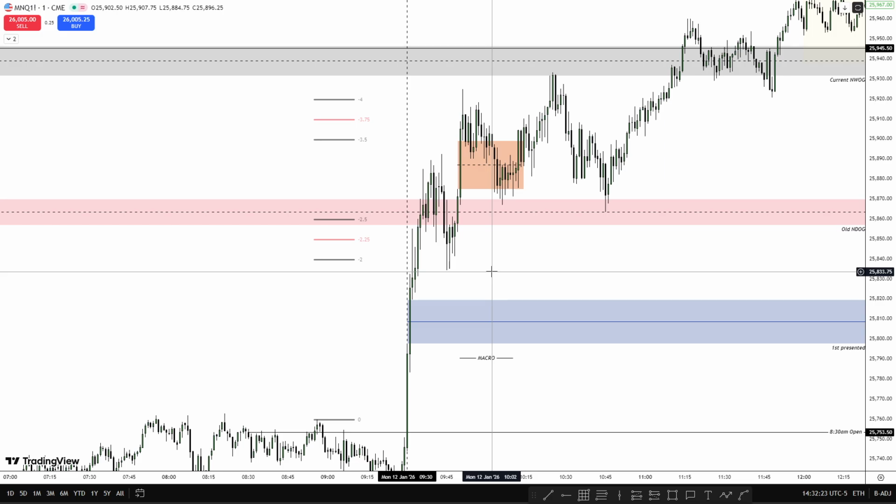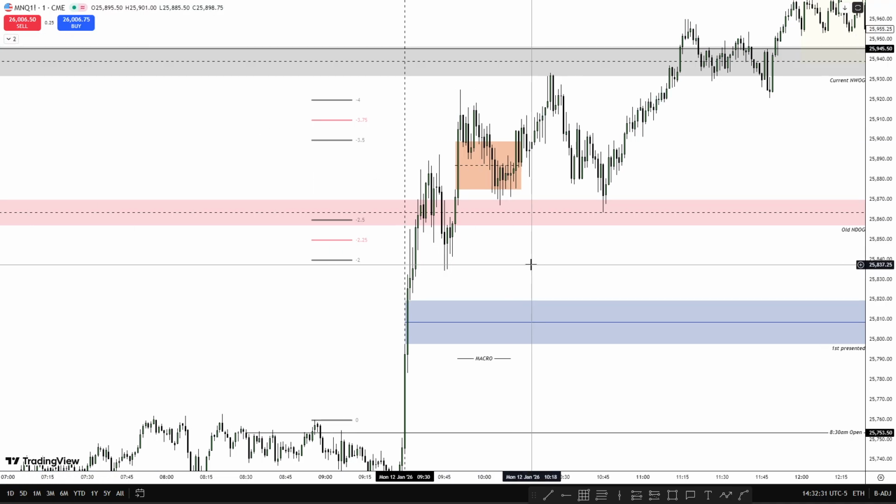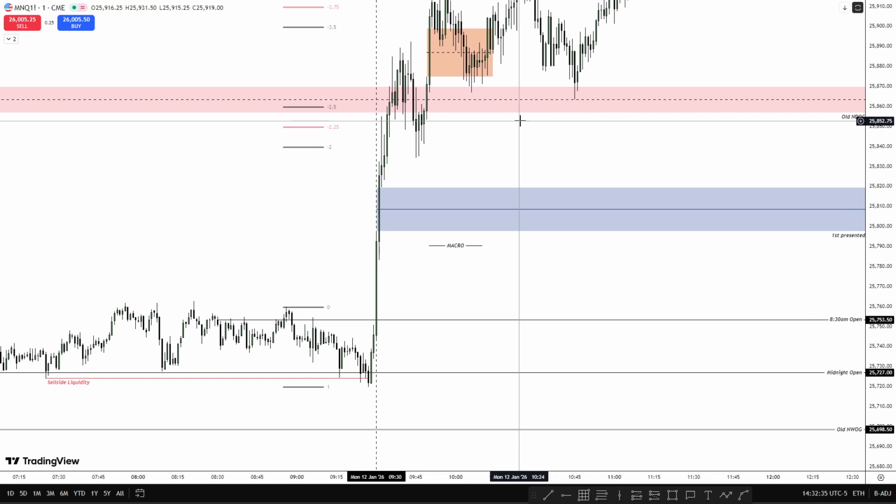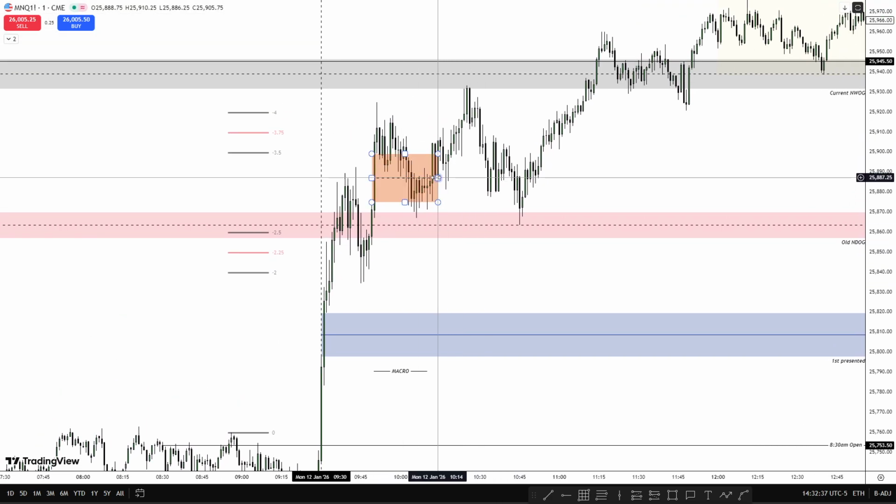So I sat on my hands and I didn't push any of these buttons. No, I wouldn't take this trade because I've set my rules, and I wouldn't take this trade.